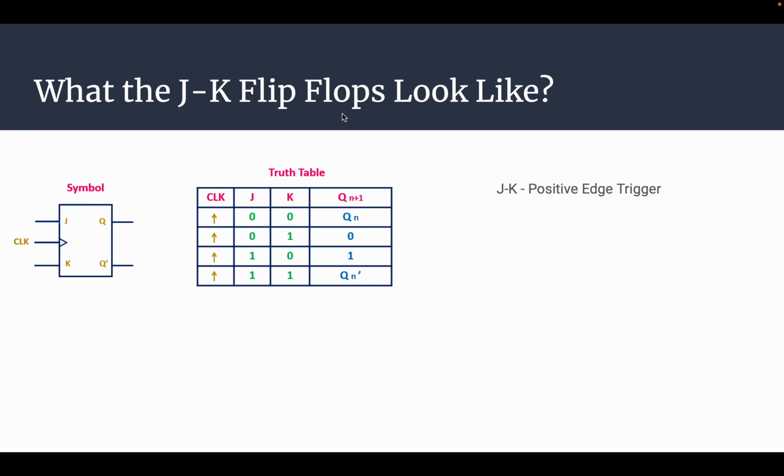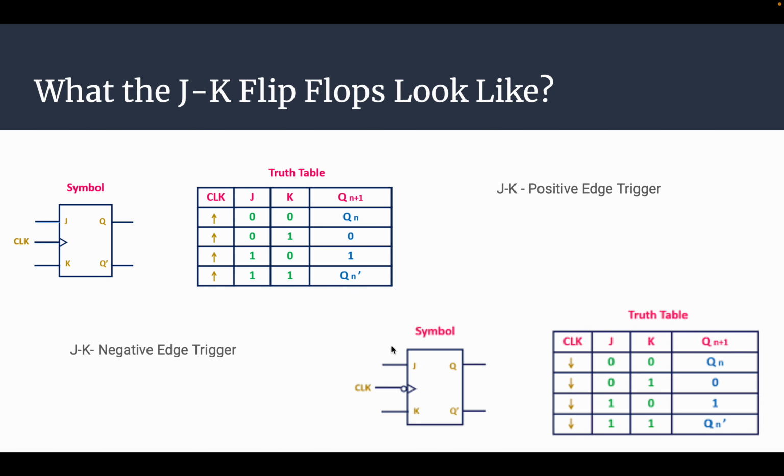What do JK flip-flops look like? As we can see over here, this is our JK positive edge trigger flip-flop. Our clock is positive. If we were to have asynchronous controls, our clear would be right up top, and then our reset is going to be right at the bottom. And here is the truth table of JK. Whenever the clock is rising, that's when Q is going to be triggered.